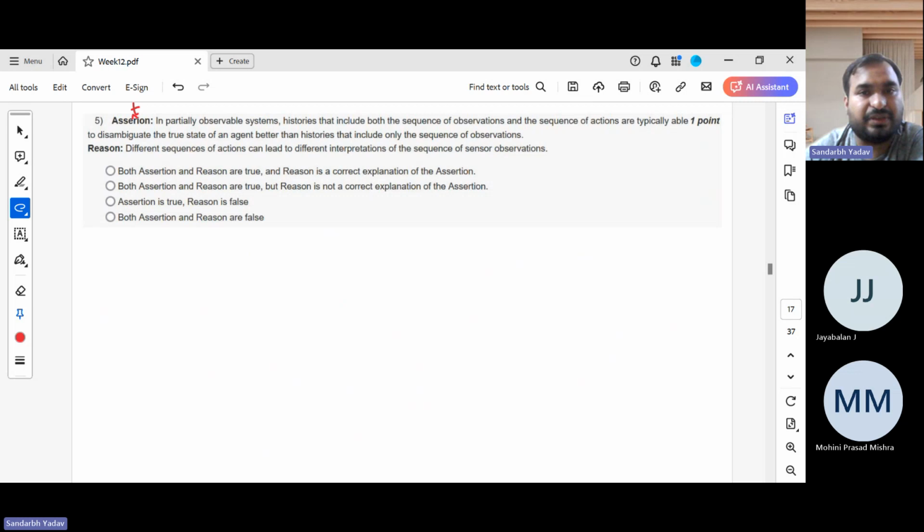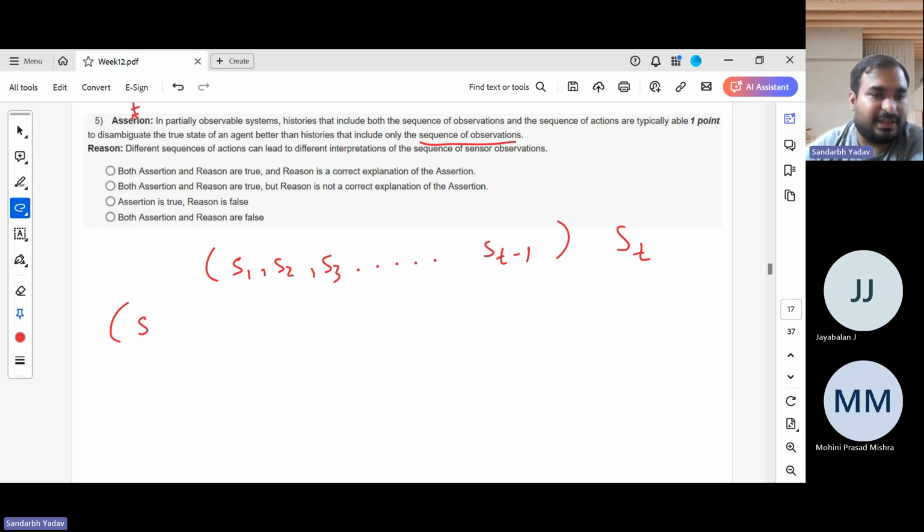Histories that include both the sequence of observations and the sequence of actions are typically able to disambiguate the true state of the agent better than histories that include only the sequence of observations. So basically, this is saying that if you have two kinds of histories, one history is like S1, S2, S3. Suppose you are at state T, so your history will be till T minus 1. This is one history. And the second history is S1, A1, S2, A2, and it will be S(T-1), A(T-1), and then you are in ST.